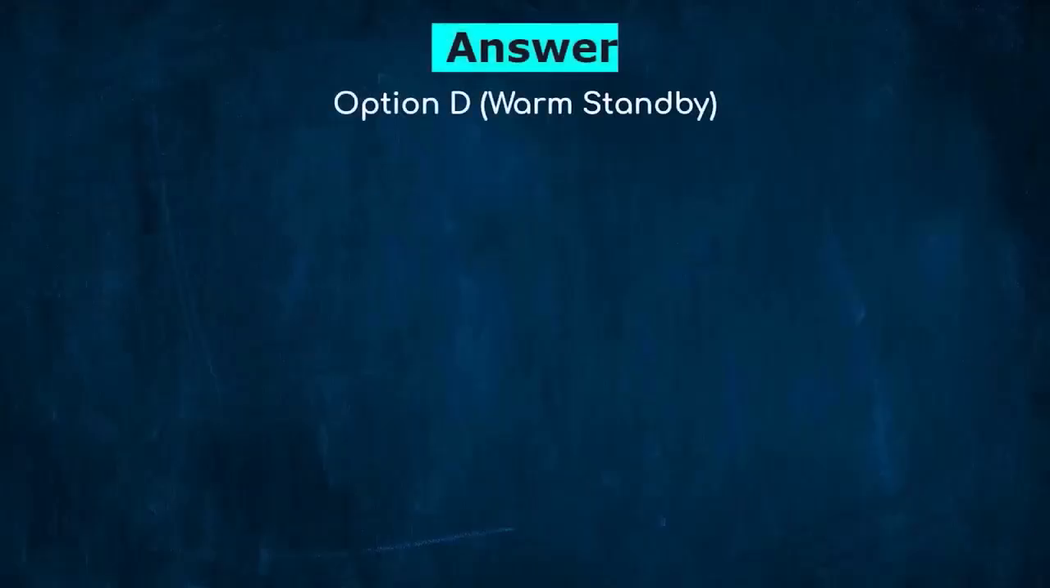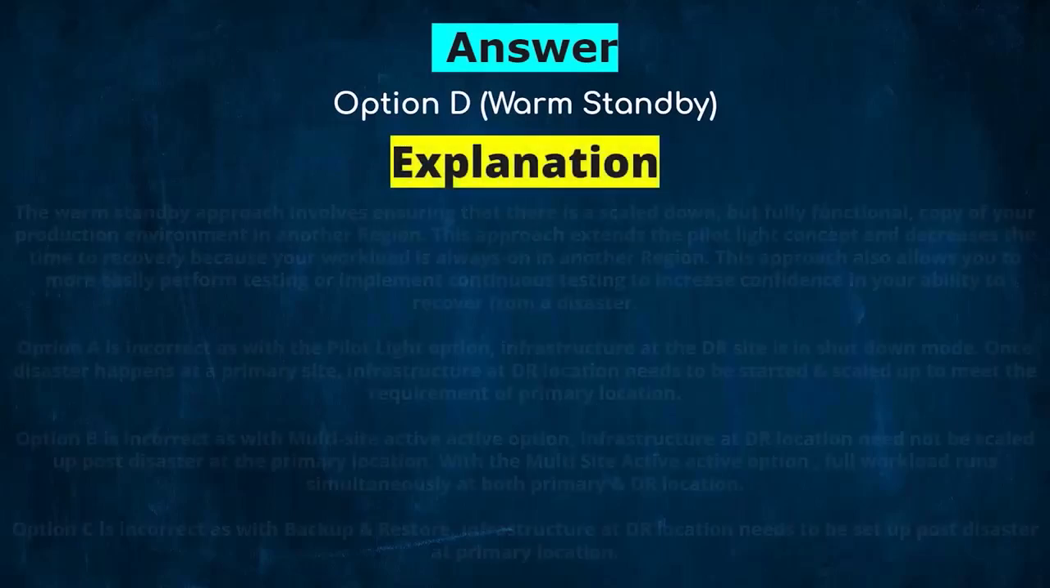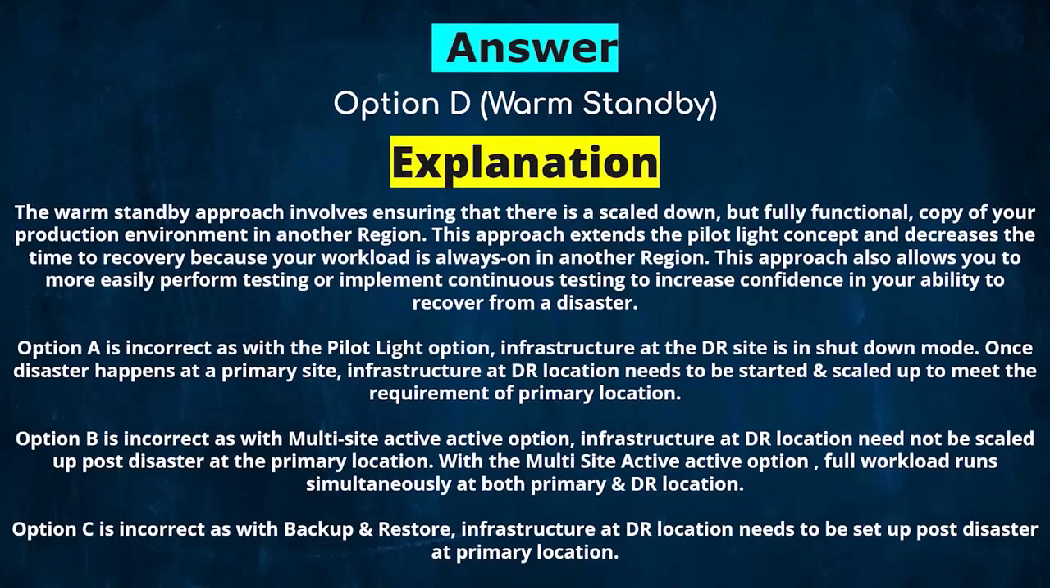Warm Standby. Explanation. The warm standby approach involves ensuring that there is a scaled down but fully functional copy of your production environment in another region. This approach extends the pilot light concept and decreases the time to recovery because your workload is always on in another region. This approach also allows you to more easily perform testing or implement continuous testing to increase confidence in your ability to recover from a disaster.